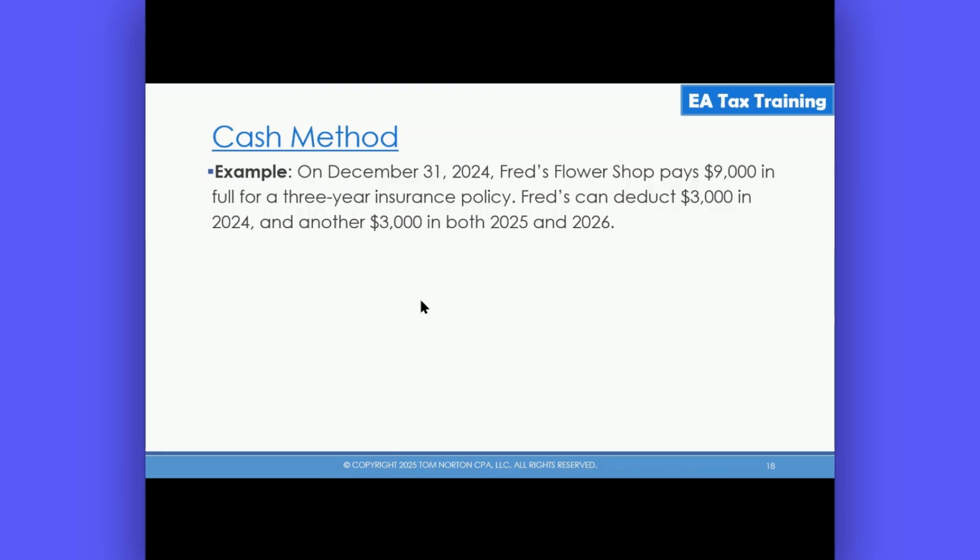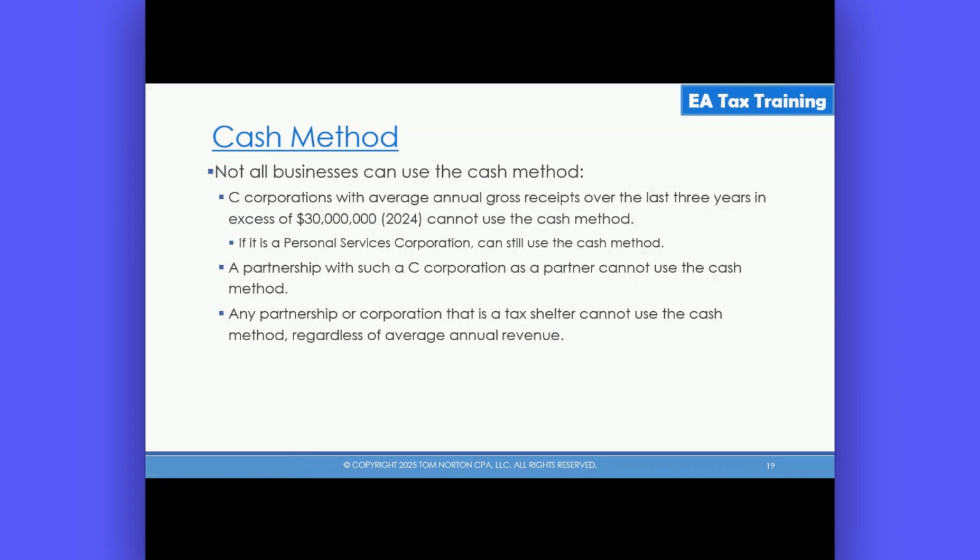So they will record another $3,000 of expense and they will reduce that prepaid insurance asset by $3,000. So now that asset will only be $3,000 instead of $6,000. And then when 2026 comes along, they will record the last $3,000 and that prepaid insurance amount will go to zero.